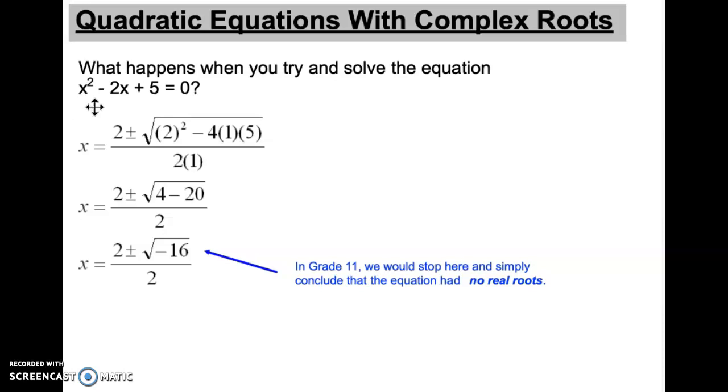So, what would happen if we tried to solve the equation x squared minus 2x plus 5 equals 0? Okay, we can't factor that, so we go and use the quadratic formula. x is equal to negative b plus or minus the square root of b squared minus 4ac all over 2a. So if we plug in the a, b, and c, we would eventually get it down to x is equal to 2 plus or minus the square root of negative 16 over 2.